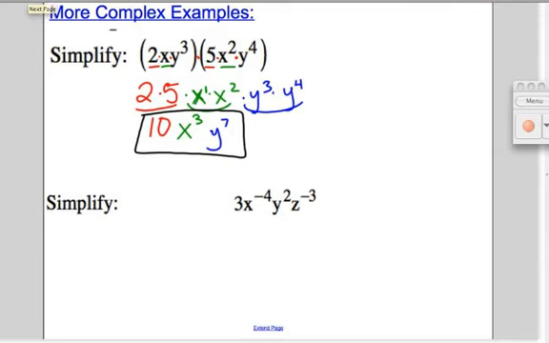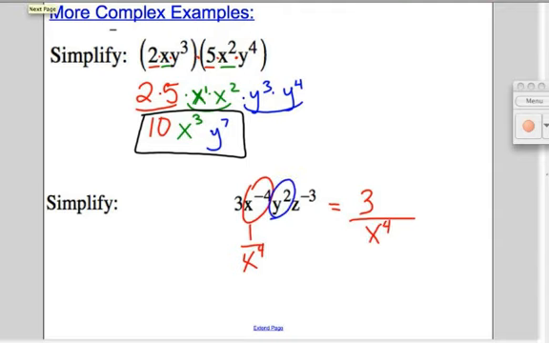How about this one? Now I have negative exponents. Again, when we ask to simplify, we're actually asking to get rid of negative exponents, no matter where they are. So the 3 is okay. It's going to stay on top. But this x to the negative 4th is going to flip down to the bottom because it's equal to 1 over x to the 4th. So now that's going to be on the bottom.